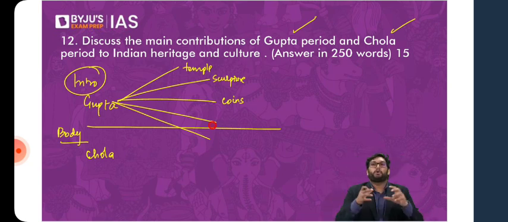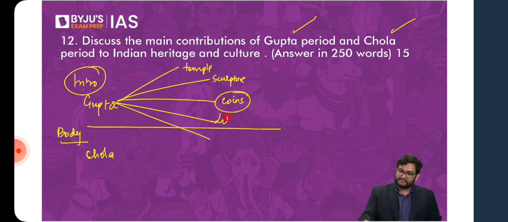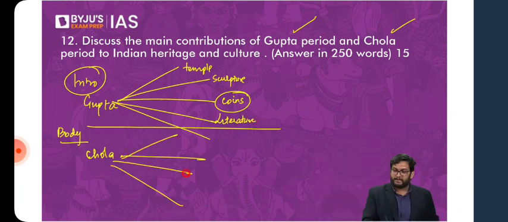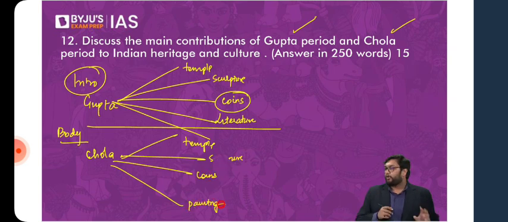Then comes Chola. Chola, again, you have to divide it into different parts. Temple, sculpture, coins, aspect related to what we call as painting. The point is, the answer to this question changes. Why? Because everybody is going to emphasize different aspects.